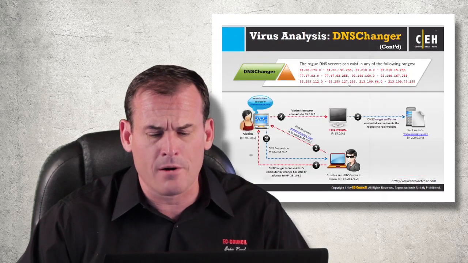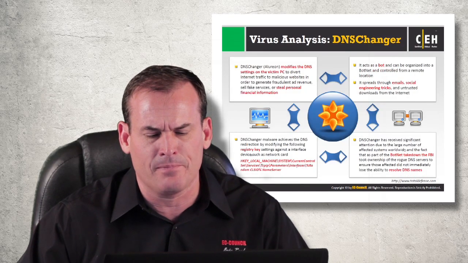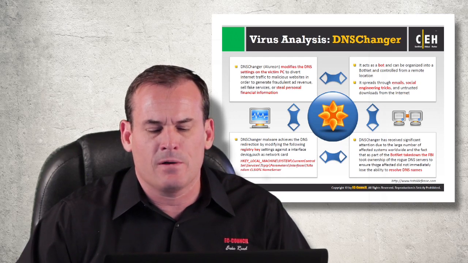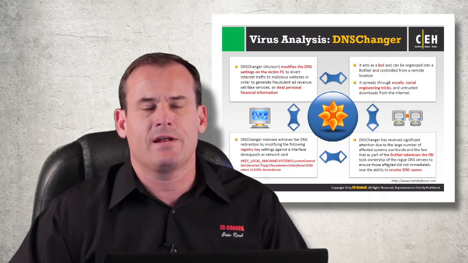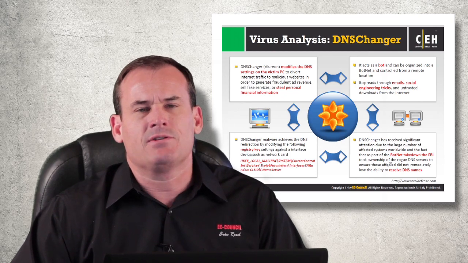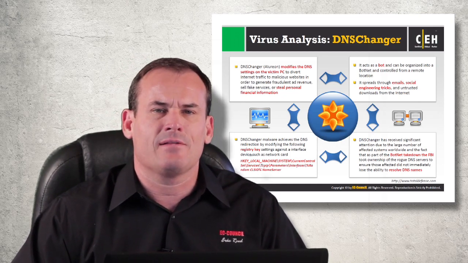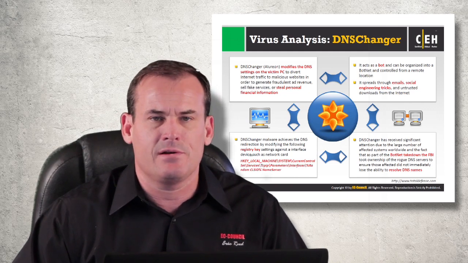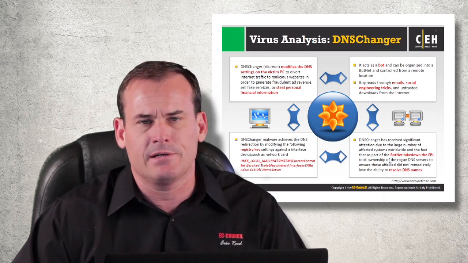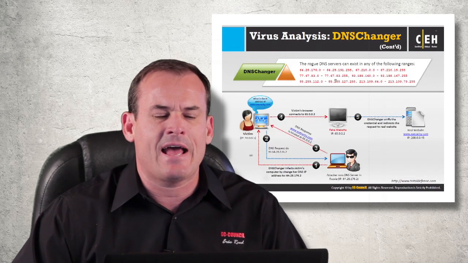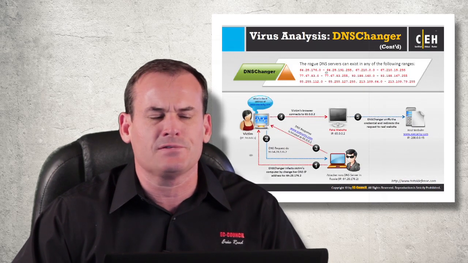So, part of the FBI's botnet takedown: the FBI took ownership of the rogue servers to ensure those affected did not immediately lose the ability to resolve DNS names. That means when they took down the malicious sites, they turned them back to legitimate DNS servers, and that allowed the victims to continue to resolve DNS names and continue to be able to browse the internet. So the rogue DNS servers are just listed as the specific ranges for the servers.